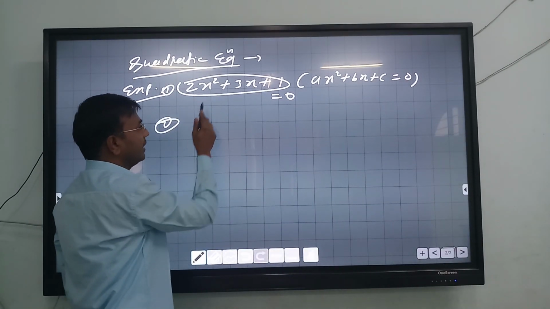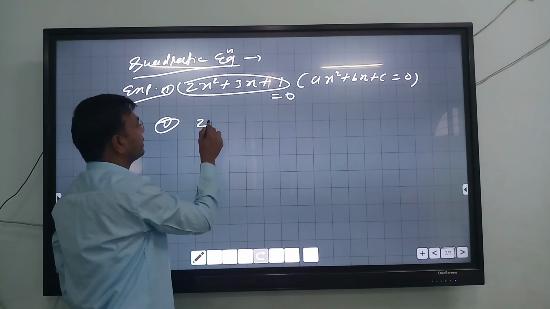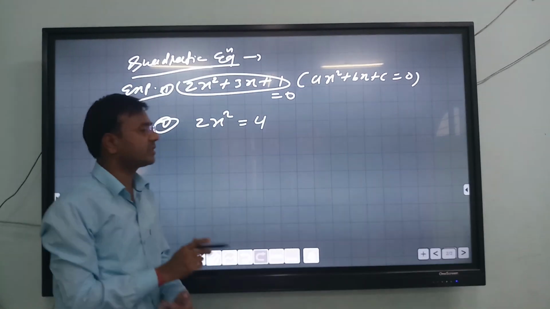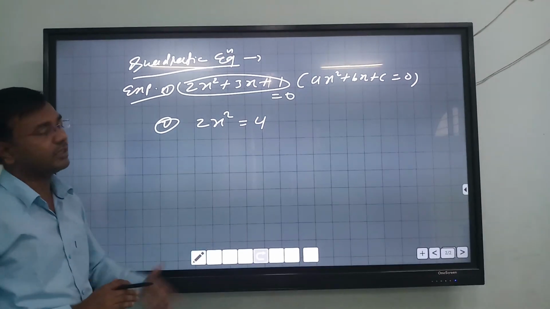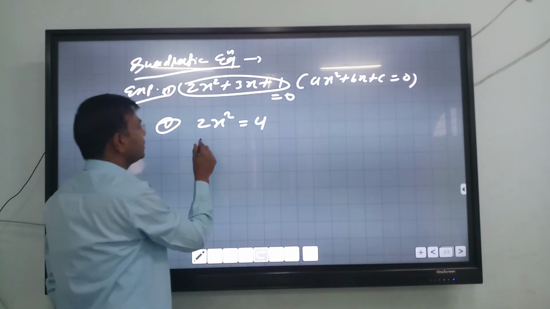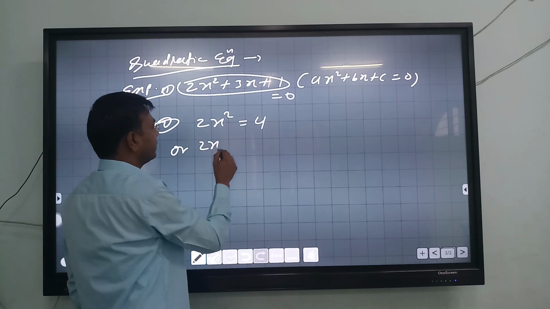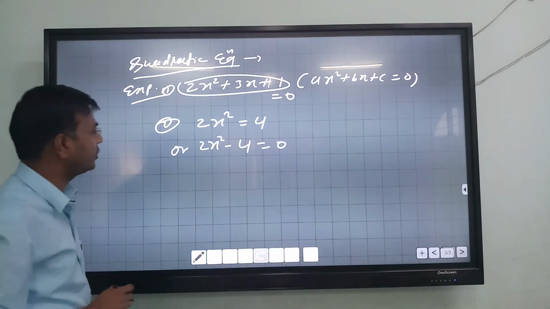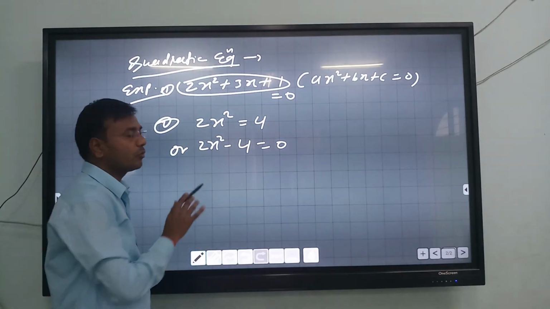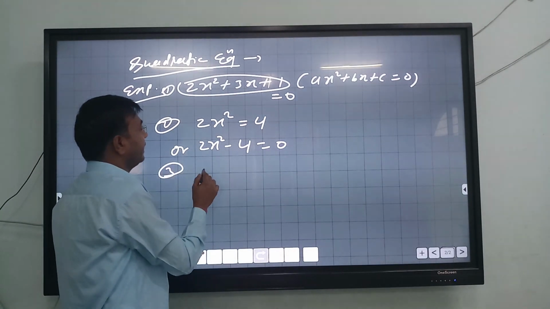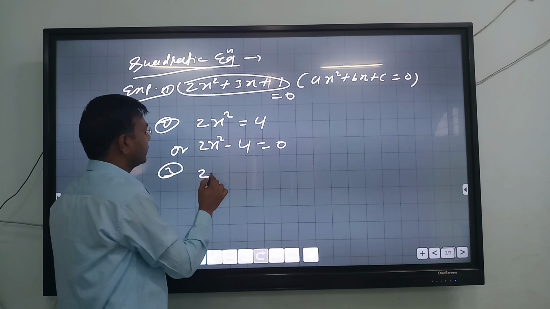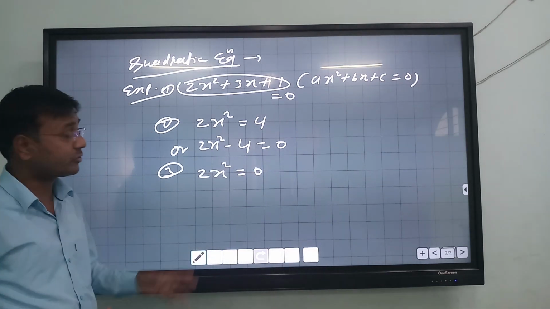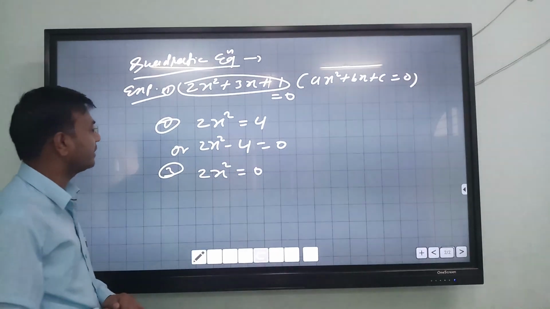This is called the standard form of quadratic equation. Second, if I write 2x square equals 4, this is another example of quadratic equation, or we can say 2x square minus 4 equals 0. Next, 2x square equals 0. This is also an example of quadratic equation.